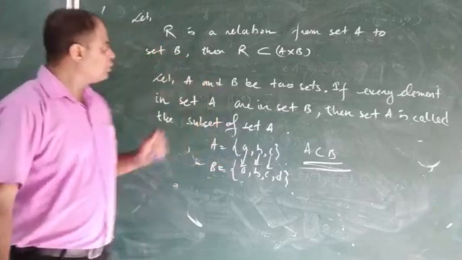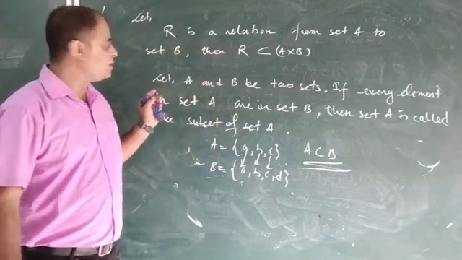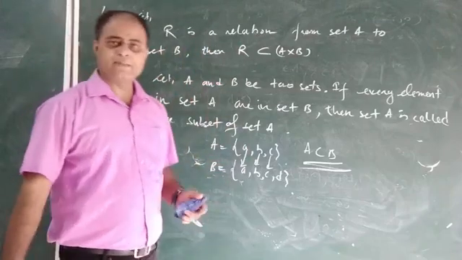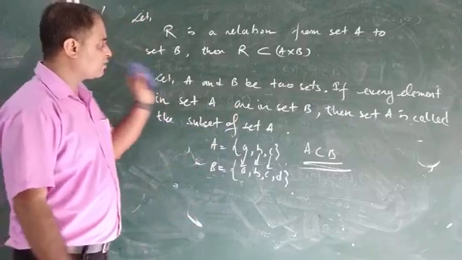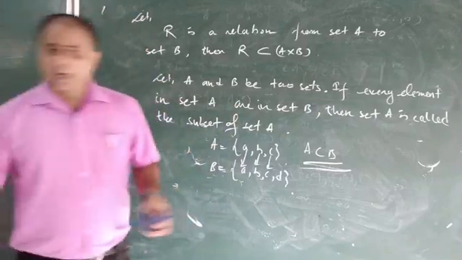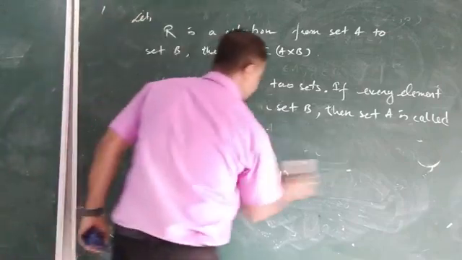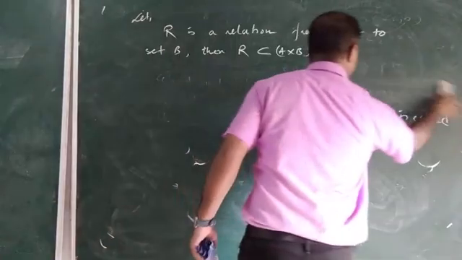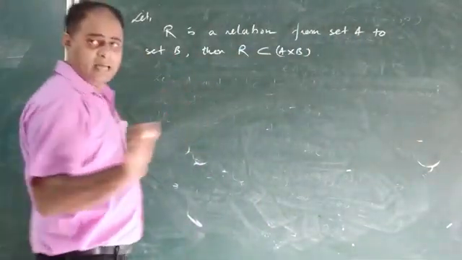So if R is a relation from set A to set B, then R is a subset of A cross B. So what kind of relation is this? Let R be a relation.